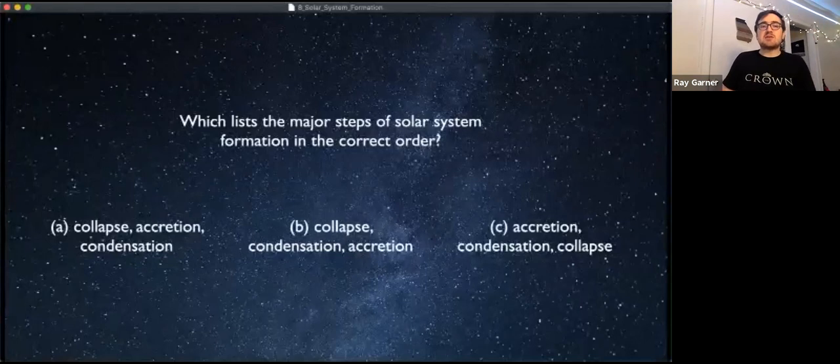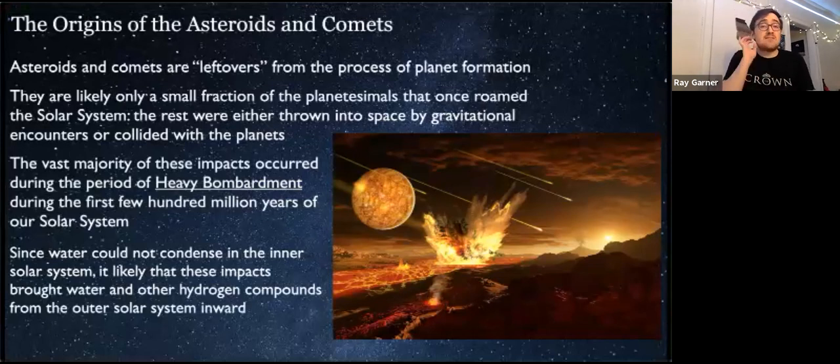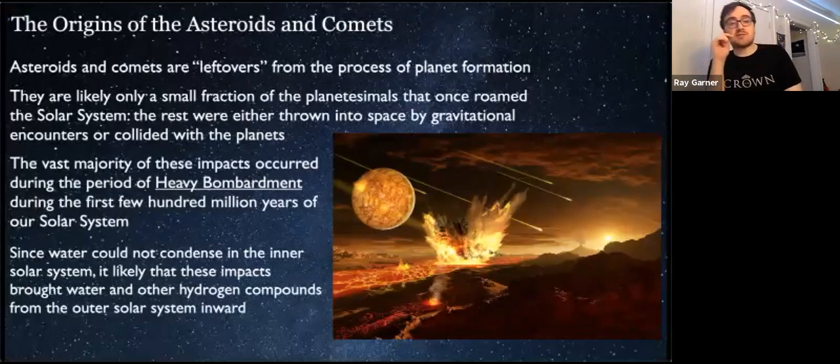All right, now we have to explain the origin of the asteroids and the comets. So the asteroids and comets are essentially the leftovers from the process of planet formation. These are essentially the planetesimals that didn't get to become planets, but only a very small fraction of all the planetesimals that were created in the solar system. Most likely the rest were either thrown into space by gravitational encounters or collided with the planets, destroying themselves essentially. A vast majority of these impacts occurred during the period of heavy bombardment, which was during the first few million years of the solar system.